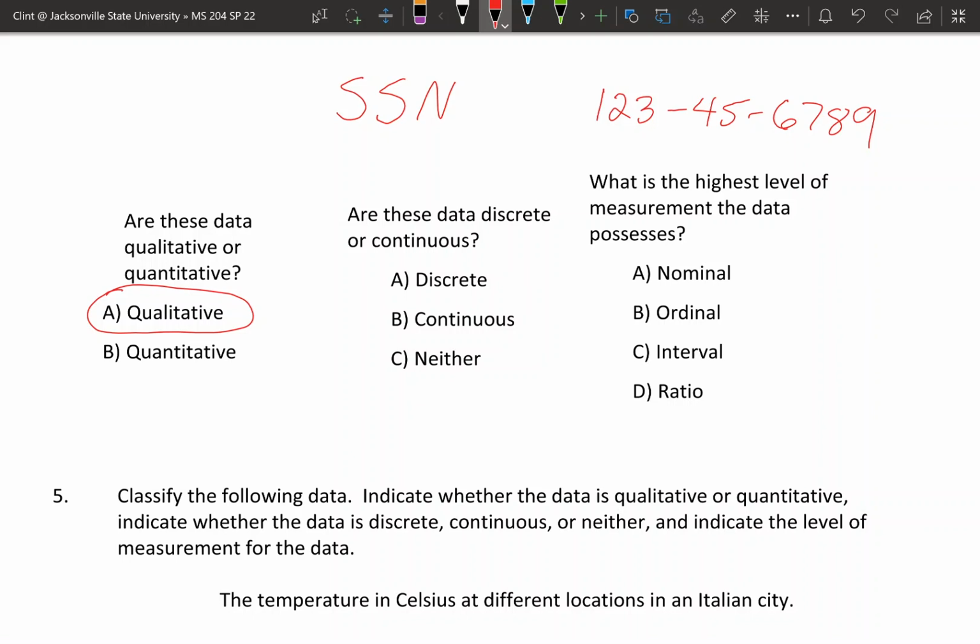And then for discrete or continuous, since it's qualitative, remember qualitative can't be either one. And then the highest level of measure, since it's qualitative, it's got to be either nominal or ordinal. So we think about, could we put social security numbers in order? And we could put them in numerical order. So this one would be ordinal. Okay.